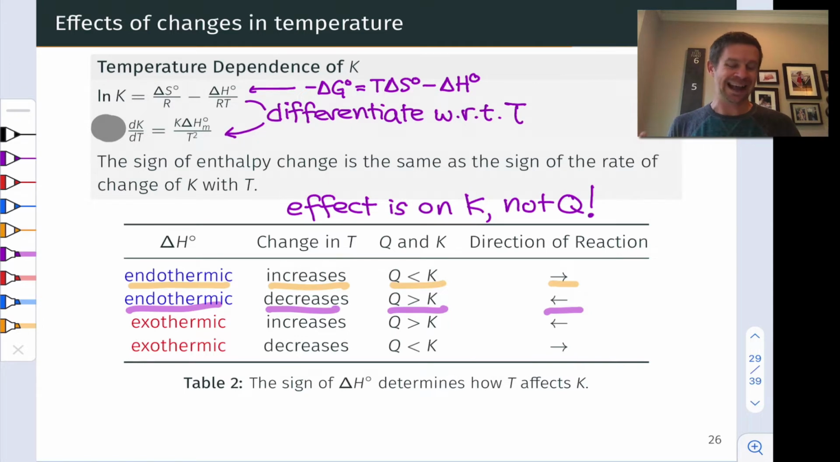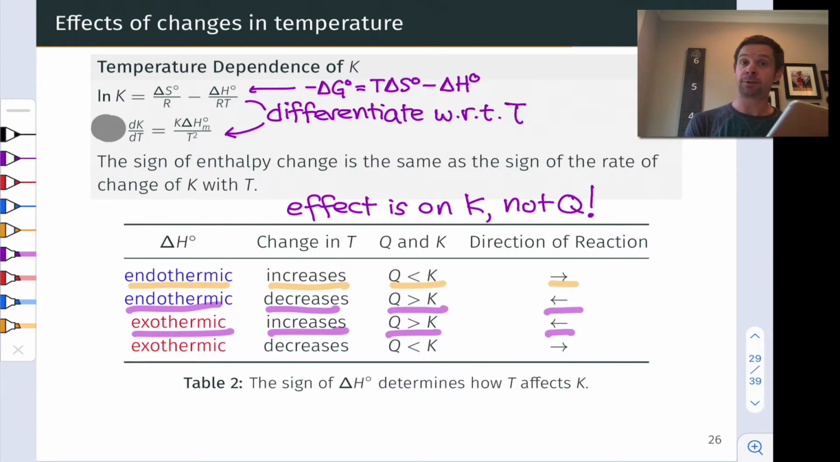Now let's think about an exothermic reaction. In this case, the sign of delta H is negative, and the sign of dK/dT is negative. This means that when T increases, as we see in this third line here, the value of K will go down. Q will be greater than K as a result of this, and the reaction system will run predominantly in reverse. In other words, the rate of the reverse reaction will be greater than the rate of the forward reaction, and the reaction will end up running backwards, generating reactants and consuming products to restore equilibrium.